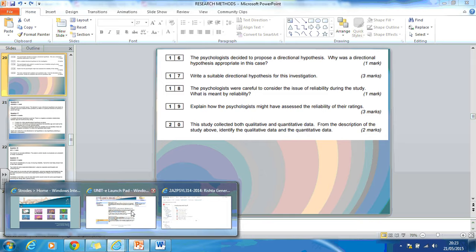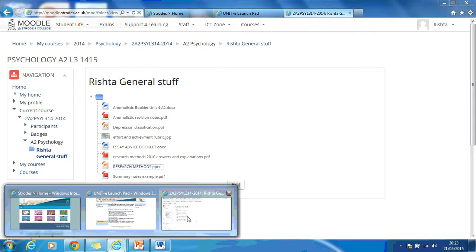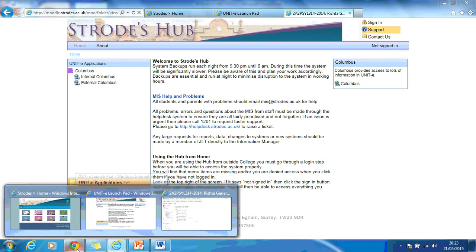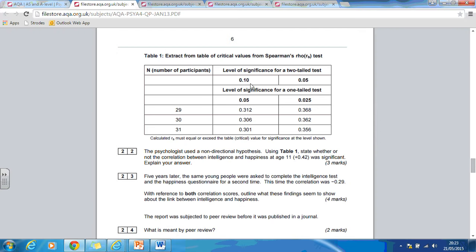I'm just going to quickly go through just two of the past papers, not fully, just the key points. Right, this is slightly different. This doesn't actually give us a p-value.